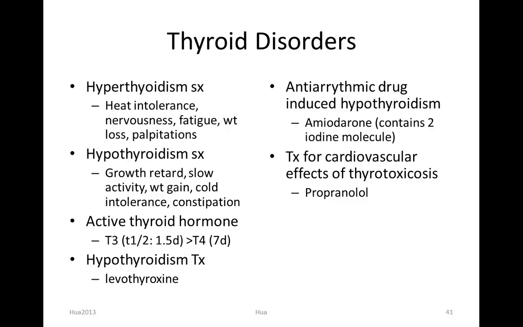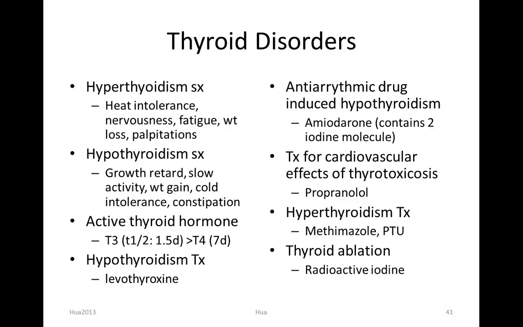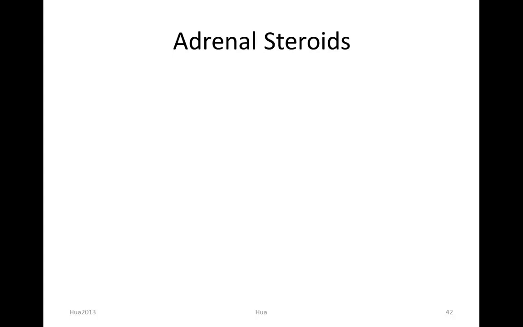Treatment for the cardiovascular effect of thyrotoxicosis, you actually use propranolol in this case just to inhibit the sympathetic type of response. Hyperthyroidism, you use the thioamide type of drug, methimazole and PTU. Or another way is thyroid ablation, using radioactive iodine, because iodine will selectively accumulate in the thyroid gland, and that's how you destroy the thyroid gland.